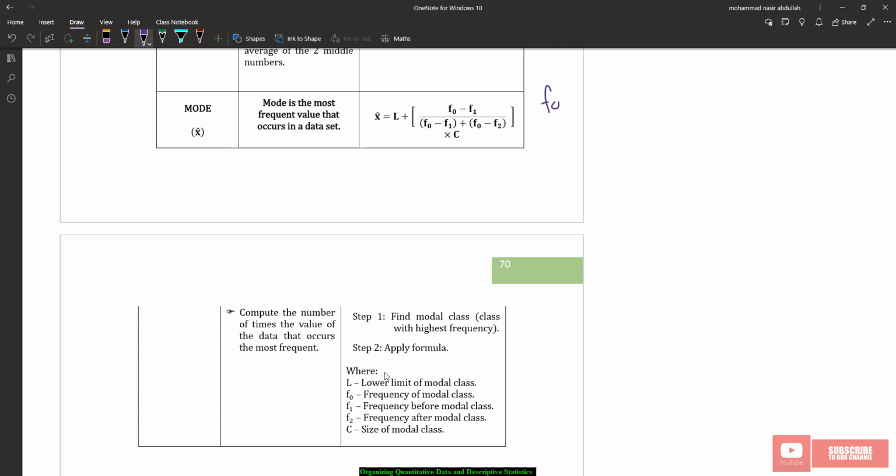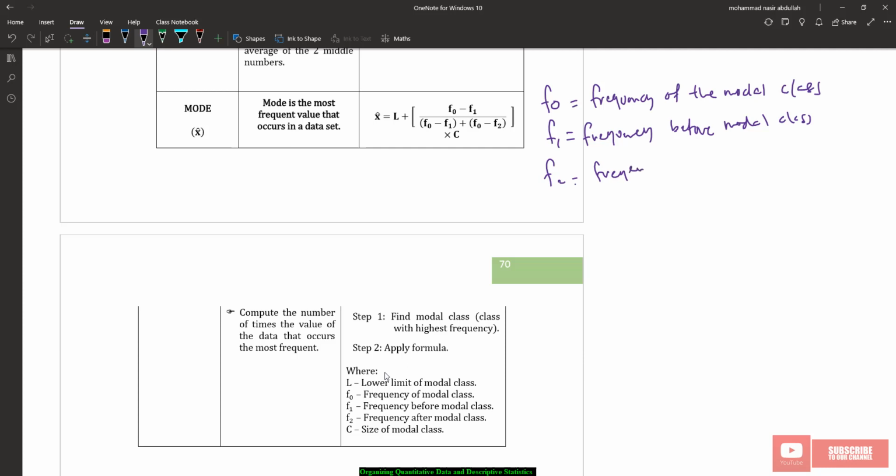Okay. F0 means the frequency of the model class. F1 is the frequency before the model class. F2 is the frequency after the model class, right? So F0 minus F1 means the frequency of the model class minus the frequency before the model class.